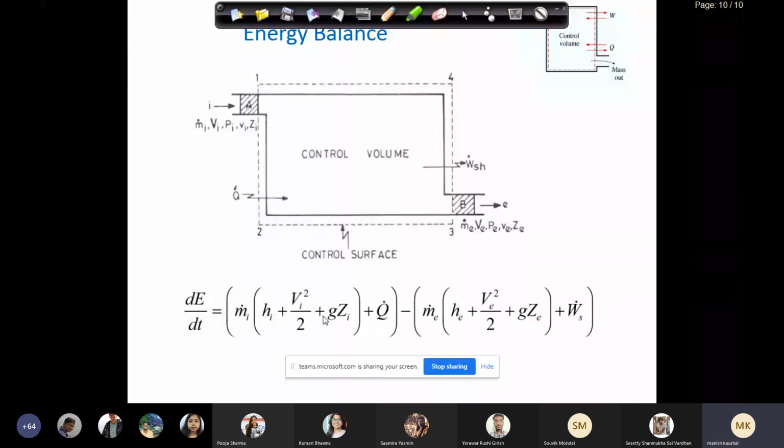Plus Q dot, how much heat has been given to the system, minus again this same quantity multiplied by the exit mass flow rate at the outlet, E stands for exit, and then work, shaft work. I'll discuss what shaft work is. So shaft work is nothing but, shaft work is always used by the system. I'll write these things when we meet again.